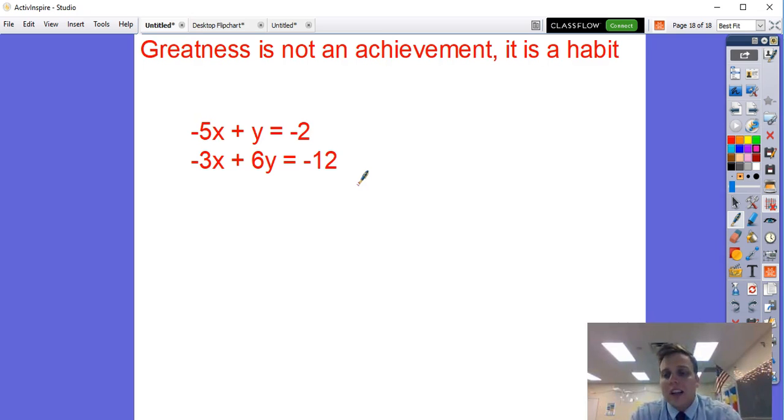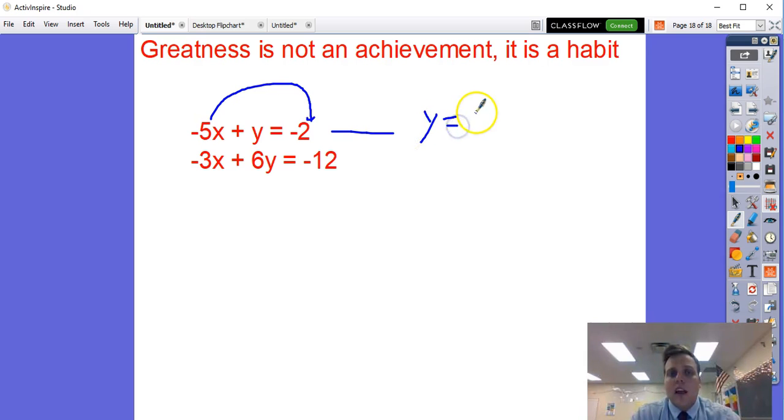This is just a little hint. Look at both equations. I know that neither one of them has a variable already isolated. But which equation is going to be easier to isolate for a variable, and which variable? Well, look at the first equation we have: -5x plus y equals -2. If I was to move this -5x over, wouldn't I get y by itself very quickly? I would. So let's do that.